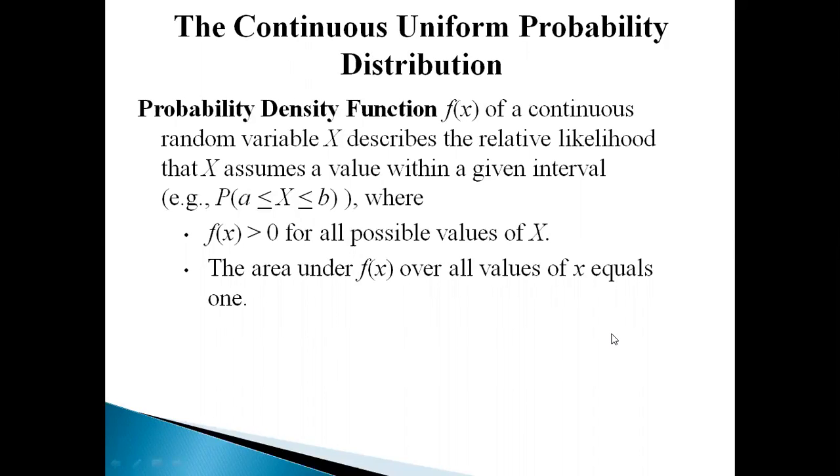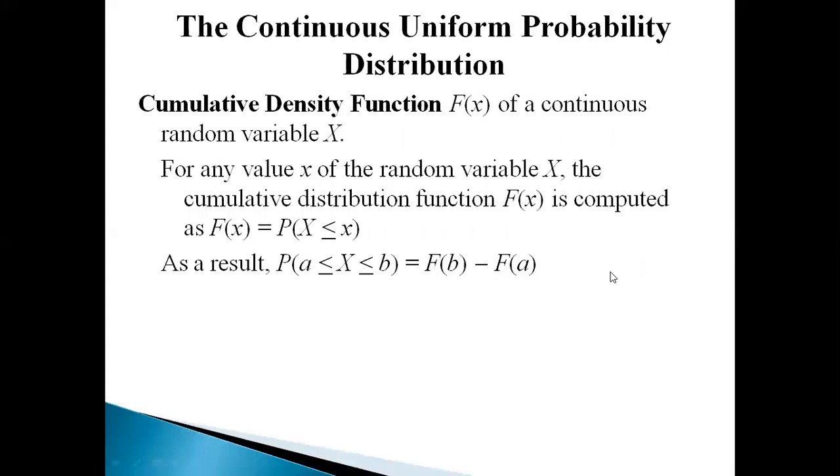Now, the probability density function, little f of x, of a continuous random variable x describes the relative likelihood that x assumes a value within a given interval. For example, the probability that x is greater than or equal to a but less than or equal to b, where f of x is greater than 0 for all possible values of x, and the area under f of x over all values of x equals 1.